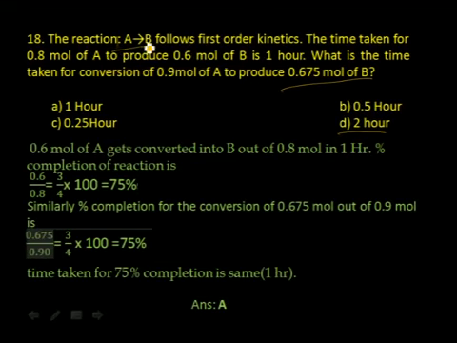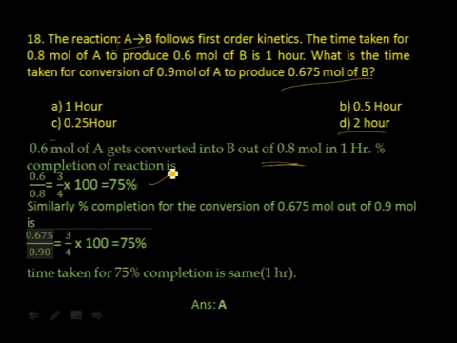If 0.6 mole of A gets converted into B, definitely 0.6 mole of B is formed out of this 0.8 mole of A in 1 hour. Out of 0.8 mole, if 0.6 mole of B is produced, percentage completion of the reaction becomes 0.6 by 0.8 into 100, that is 3 by 4 into 100, you get it as 75%.